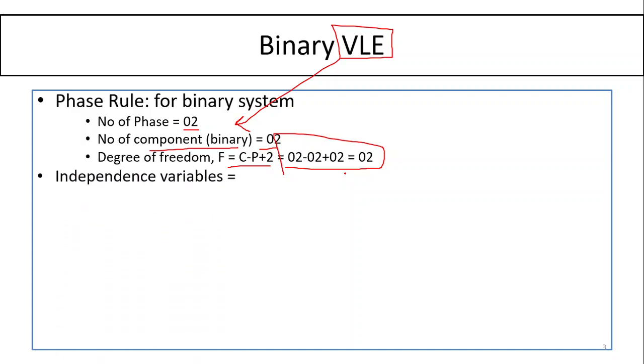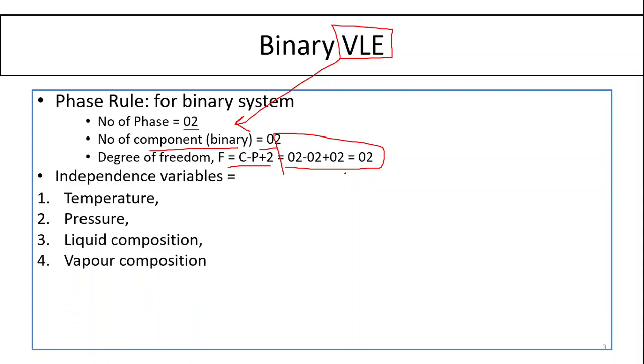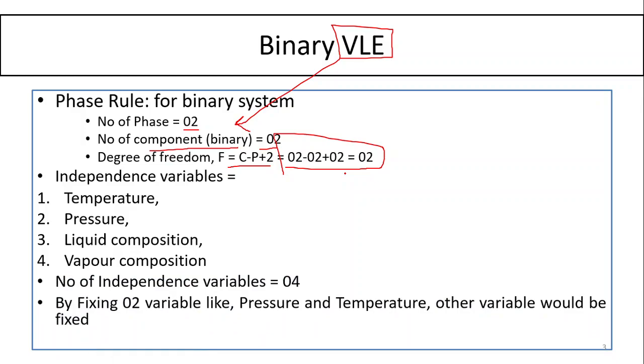What are the different independent variables? One variable is temperature, one variable is pressure, one variable is the liquid phase composition, and one variable is the vapor phase composition. So there are 4 different variables, and the total number of variables is 4, and we have only 2 variables that need to be fixed, that is the freedom. So by fixing the 2 variables, like we can fix the pressure and the temperature, then what happens, the other variables will automatically be fixed, meaning the liquid composition will be fixed and the vapor composition will be fixed, if these two, pressure and temperature, are fixed.